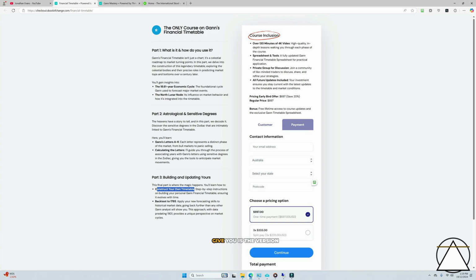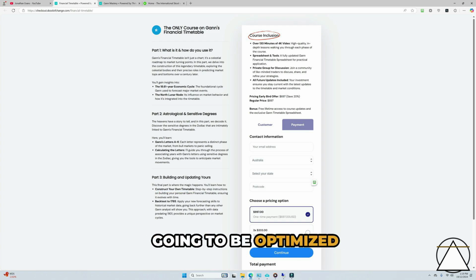The timetable that I give you is the version that I'm using and the one that I believe is probably, based on this theory, going to be the most accurate for this. However, the one that you're going to be able to build for yourself is going to be optimized based on your understanding of this concept, okay?